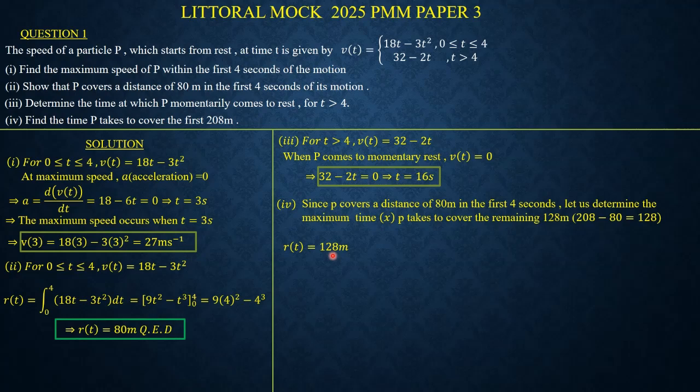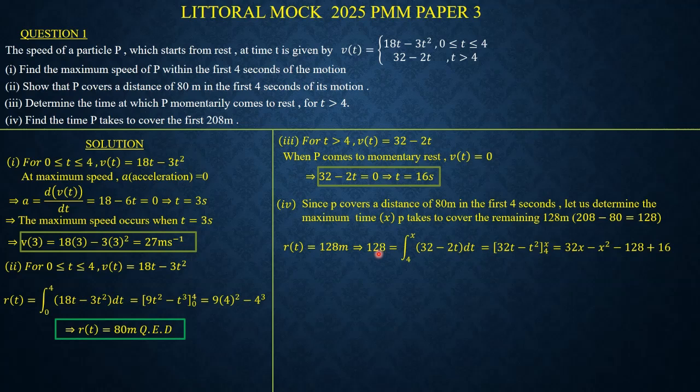We know that for the remaining distance, which is actually 128 meters, we are going to use the condition that the distance is the integral of the speed. But take note: since the particle first covers a distance of 80 meters in the first 4 seconds, it means from the 4th second to the time x, which we don't know and are looking for, corresponds to a distance of 128 meters covered by particle P.